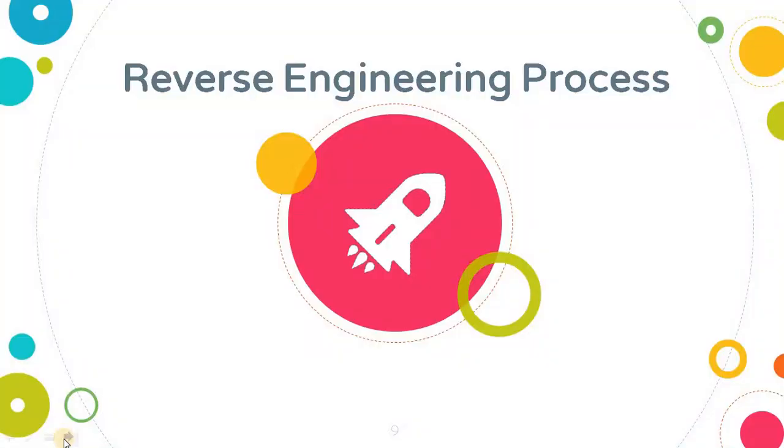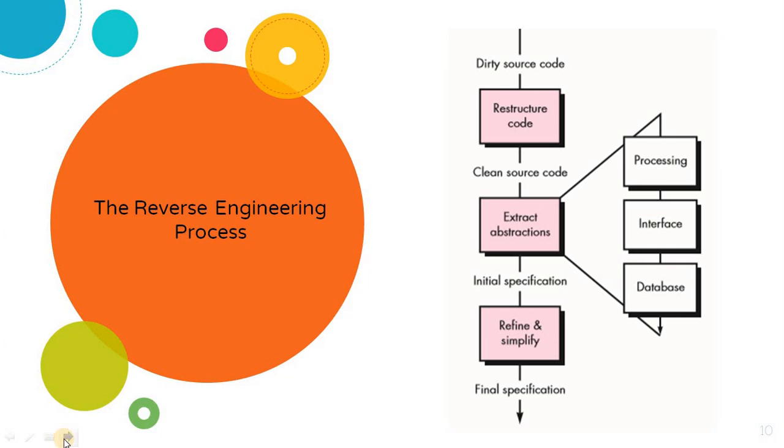Next, we are moving on to the reverse engineering process. Exactly what is the process? The process looks like this. We start from a dirty source code. Here in reverse engineering, we will reveal the concept from the product itself. So at the beginning we have a dirty source code. We will do some processing on the code, or restructuring the code, and we will get a much clearer source code. That's the first action, restructuring the code. We will get a clean source code.